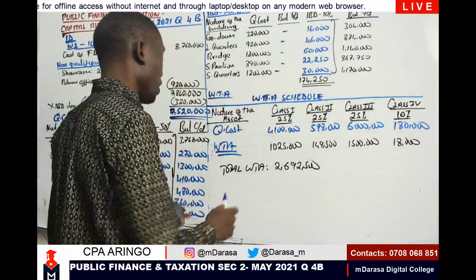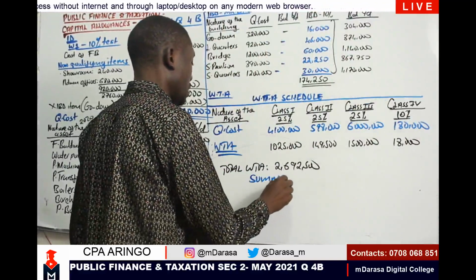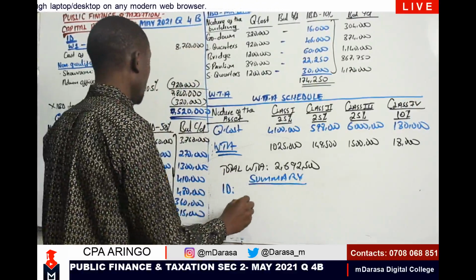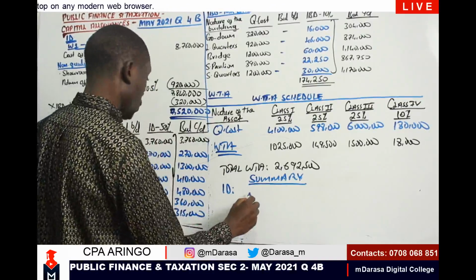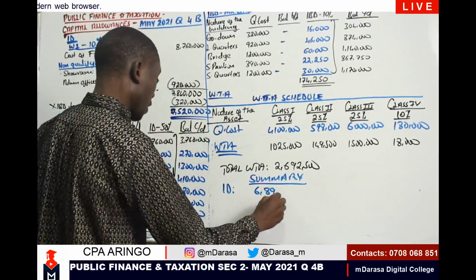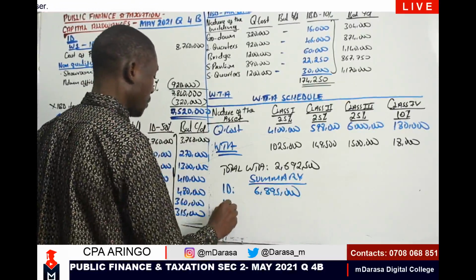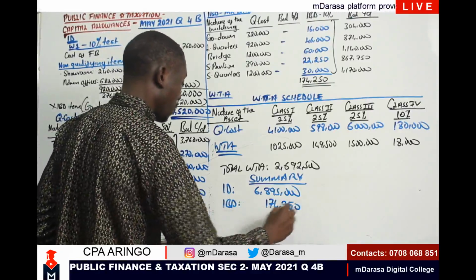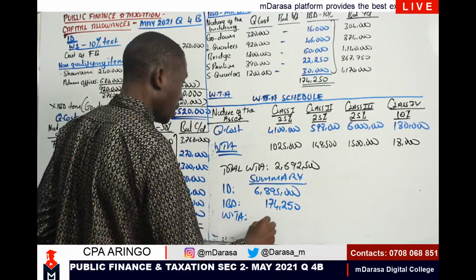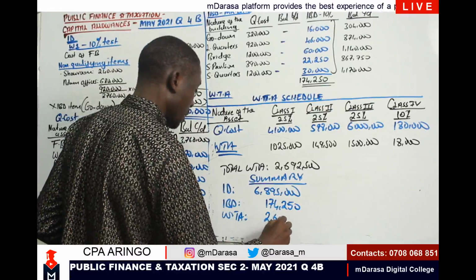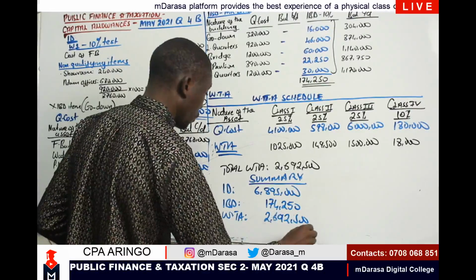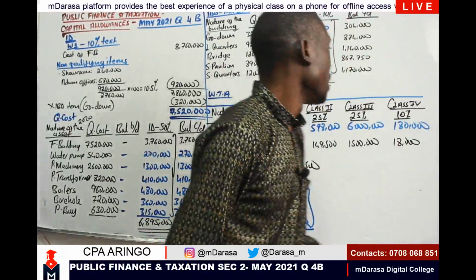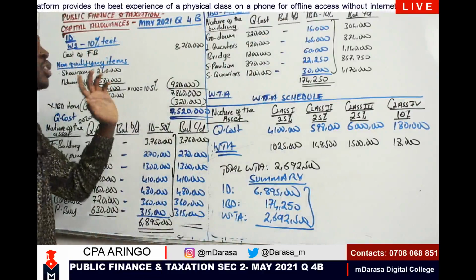Now, doing our summary, we should be talking of ID. We had it to be a figure of 6,895,000. IBD we had it to be 174,250, and finally WTA we have it to be 2,692,500, and of course we determine the total, and that total I can leave it for you guys to determine. So this is what you are required to do in this question, May 2021 question number 4 part B.